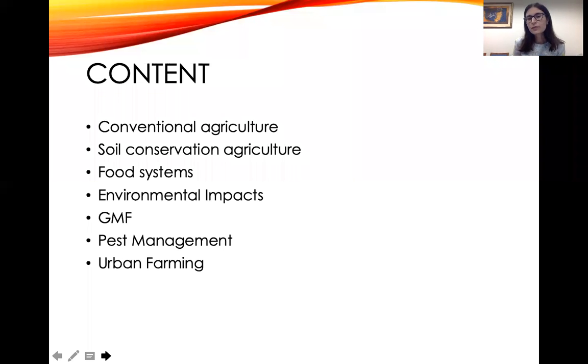And we'll touch upon the environmental impacts. It was present in your reading, so I won't go in depth there. But I think the other two things that have become more buzzwords, which I like to include in the discussions in environmental sciences, are genetically modified food, as well as the pests and therefore the pesticides and how to manage them in a better way.